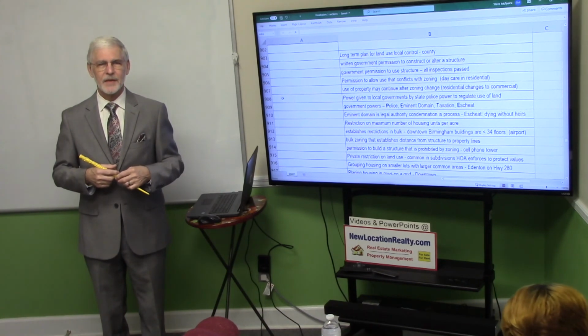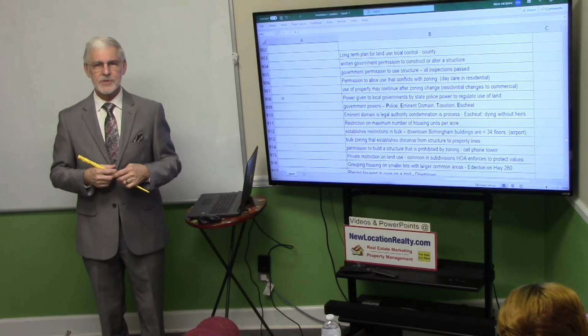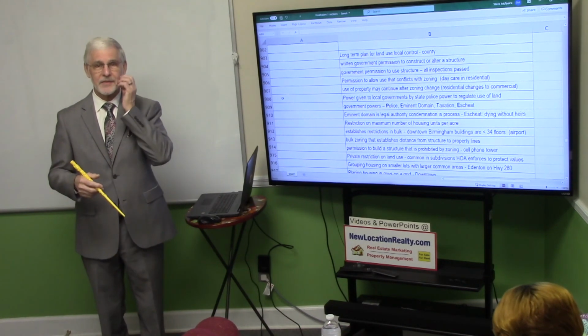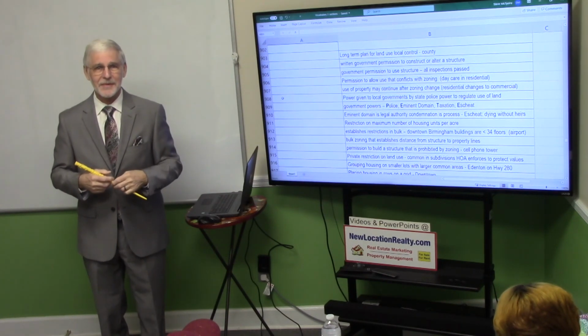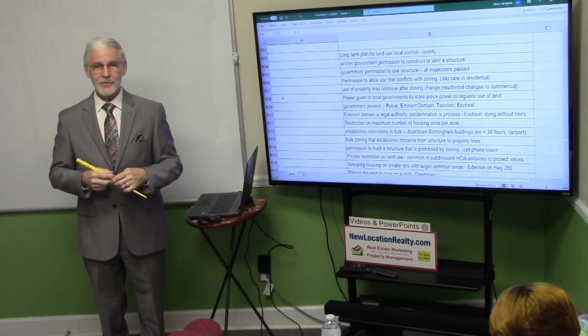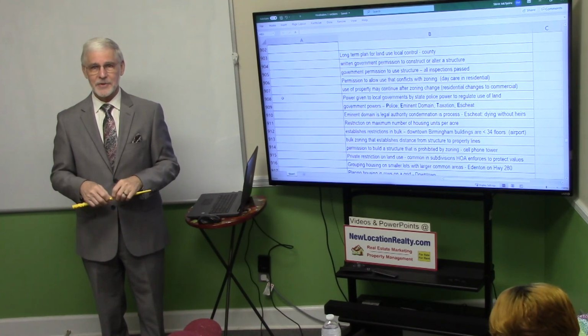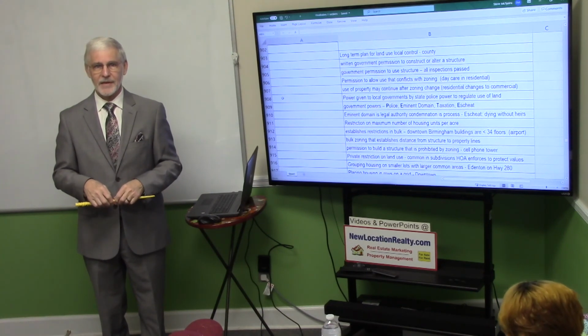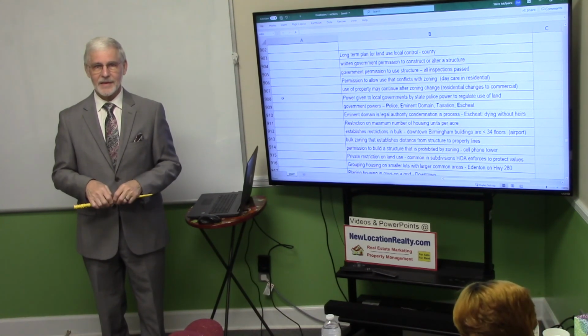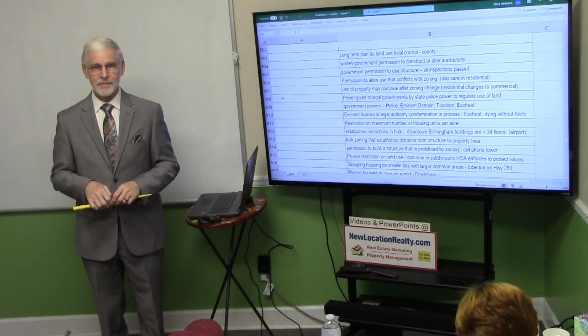Let's see. Government permission to use a structure. Oh, that's a position I got one ahead. Maybe I should keep reading before I start talking. Permission to allow use that conflicts with zoning, such as a daycare in a residential area. Conditional use permit. A conditional or a variance.